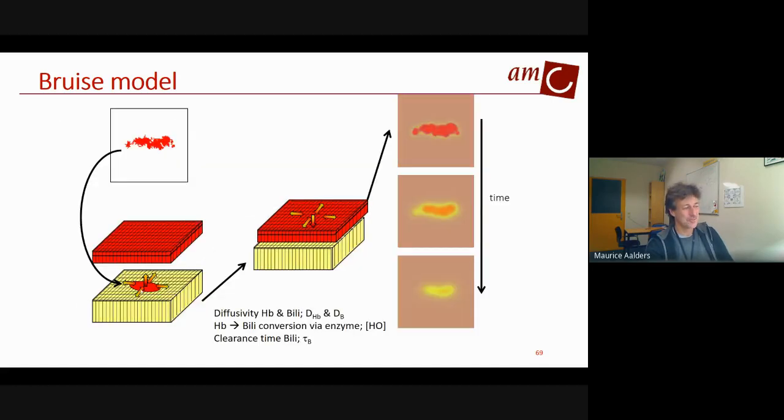So here we put a blood pool down there in the model. And after some time, we can see it appear in the top layer with a little bit of bilirubin around it. And then you can see the bilirubin expanding, diffusing, while the hemoglobin is being converted. So we can now simulate a bruise. The blood pool we measure in a patient or in a victim, we put in here, and then we calculate how a bruise would develop over time.